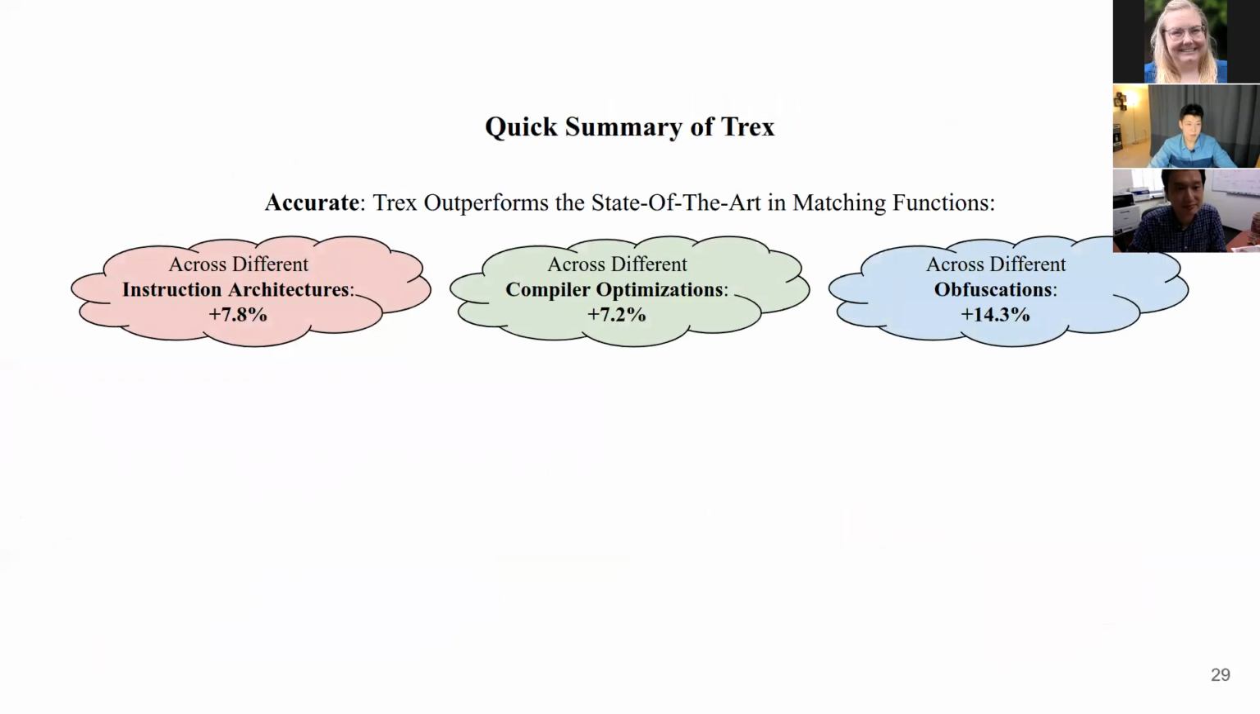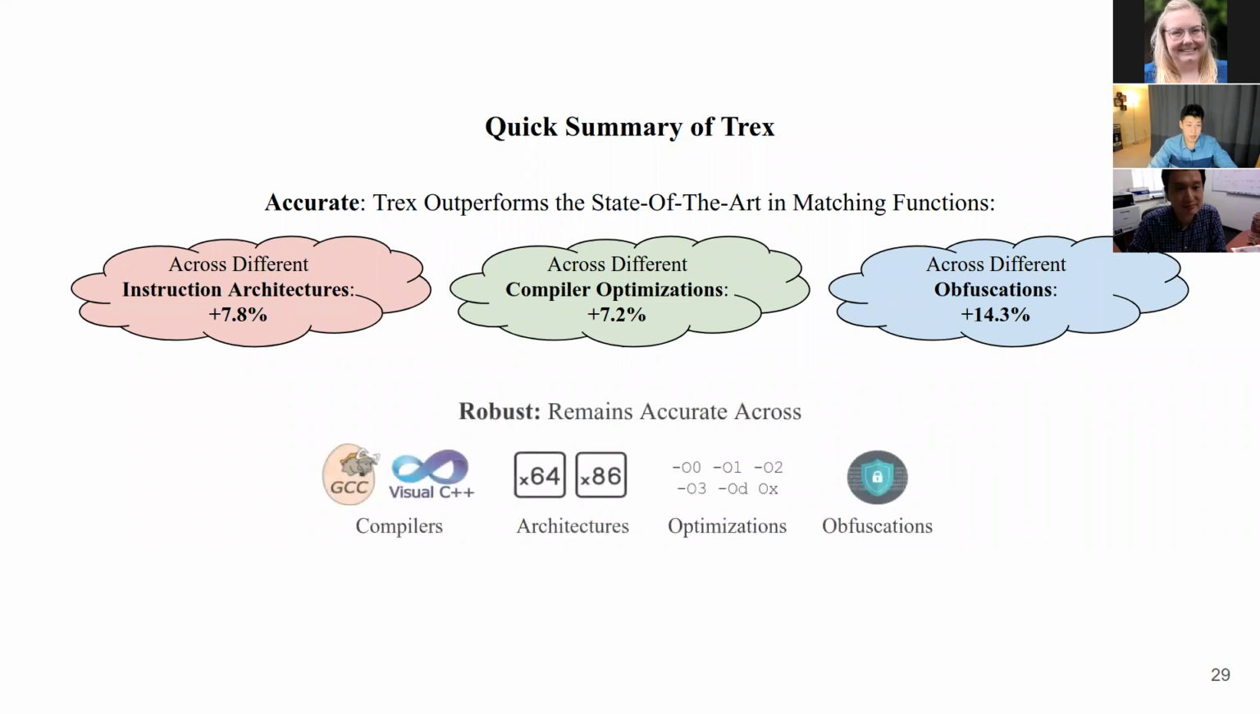In summary, we find that TRACES outperforms the state-of-the-art in matching functions from different instruction architectures, different compiler optimizations, and different obfuscations. And it remains accurate and robust across binaries from different idiom syntax and semantics.